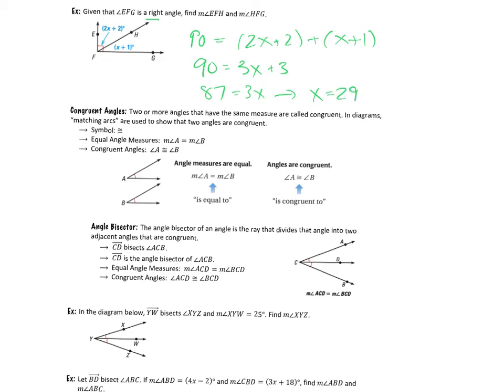x equals 29. Now, I have to plug that in, and so the measure of angle EFH equals 2x plus 2, which equals 2 times 29 plus 2, so that is 60 degrees. Our other measure, angle HFG, is equal to x plus 1, which is 29 plus 1, so that is just 30 degrees. When I add those together to check my work, 60 plus 30 does indeed equal 90 degrees.